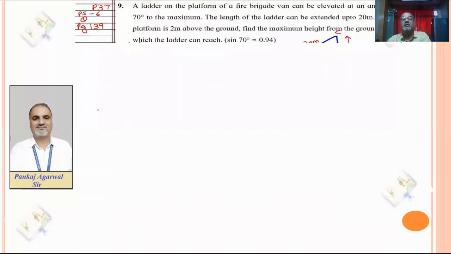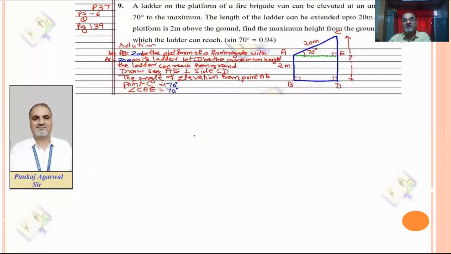Now, a ladder is placed on a platform elevated at an angle of 70 degree to the maximum. The length of the ladder can be extended up to 20 meter. If the platform is 2 meter above the ground, find the maximum height from the ground up to which the ladder can reach. Sine 70 degree is 0.94.